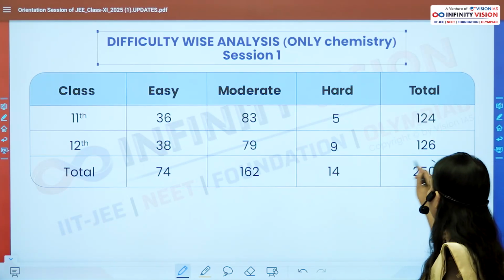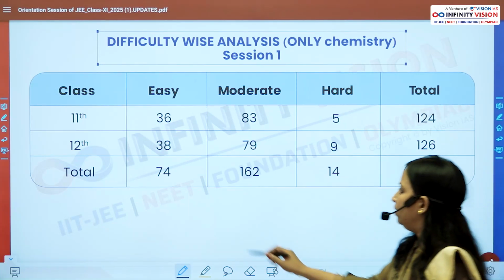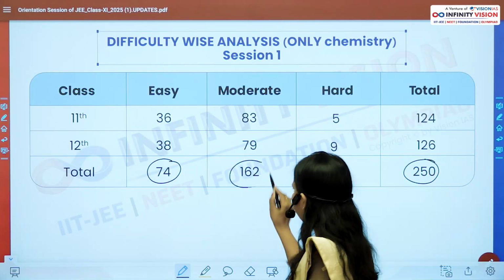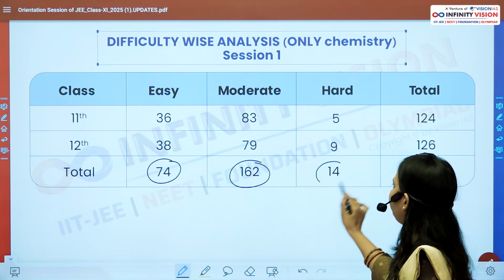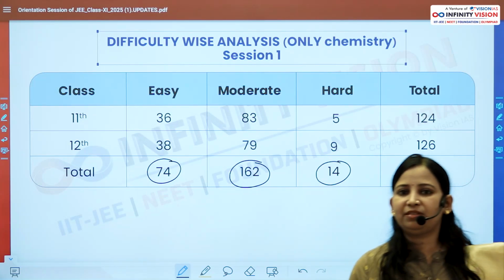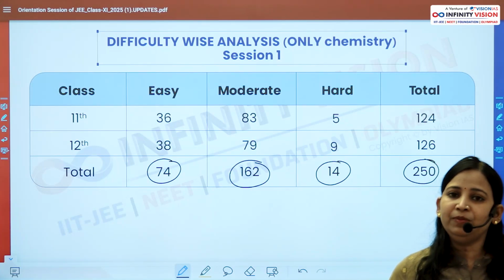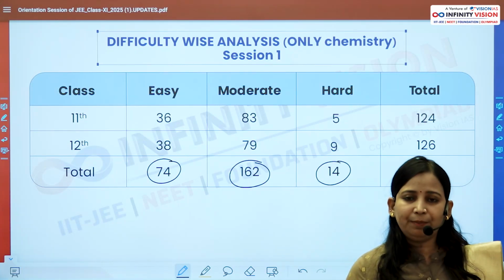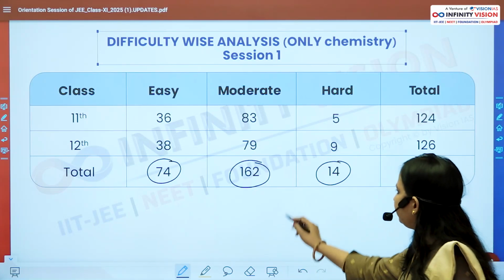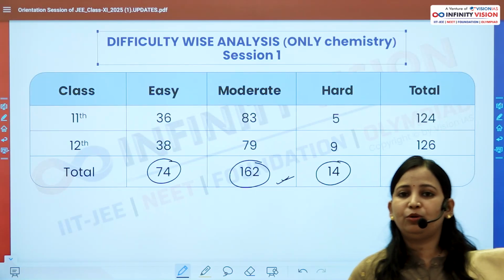There were a total of around 250 questions from all the 10 shifts, in which 74 were easy, 162 were moderate, and only 14 were hard. It means that most of the questions in the chemistry section are of moderate type, which can be done after some practice and making our concept clear. So here we can say that the chemistry section can be a very good scoring subject.